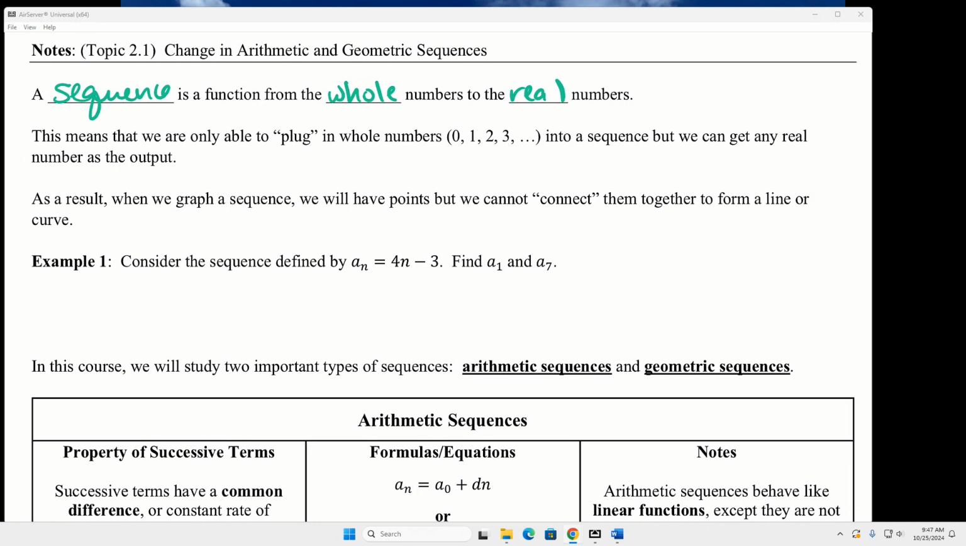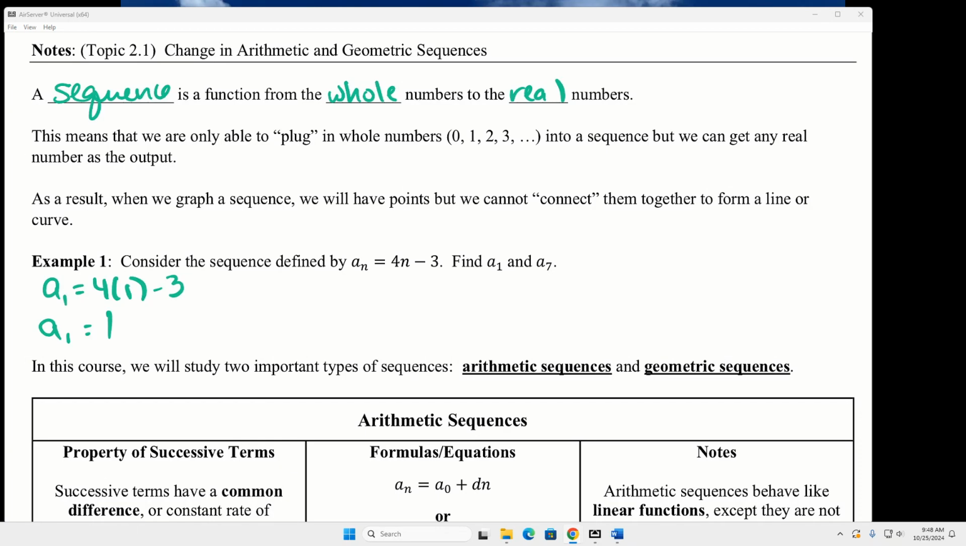Okay, so on example 1, we have this sequence. This is an arithmetic sequence. I need y'all to pay attention. Arithmetic sequences are typically labeled with A, and geometric sequences are typically labeled with G. So we'll have all these A's today. And instead of f of x, you have A sub n. So we are going to find A sub 1, which means we're going to plug 1 in for n. When we do, we are going to get 1. So that means that 1 is the first term in the sequence. A sub 1 is always the first term.